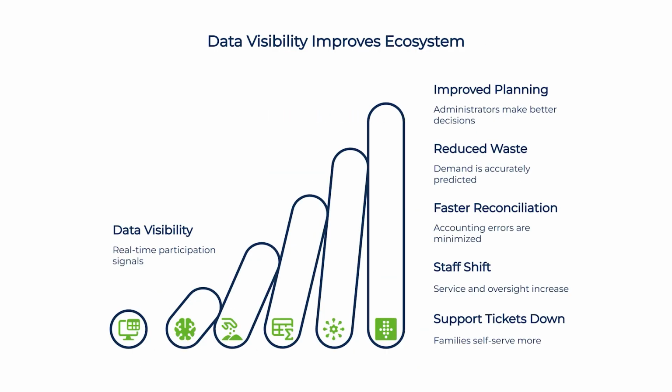The data improves planning. Real-time participation signals demand and cuts waste. Faster reconciliation lowers the background noise of accounting errors. Staff hours shift from cash counting to service and oversight. And when families can self-serve, support tickets trend down. The ecosystem works better when every part of the cycle is visible.